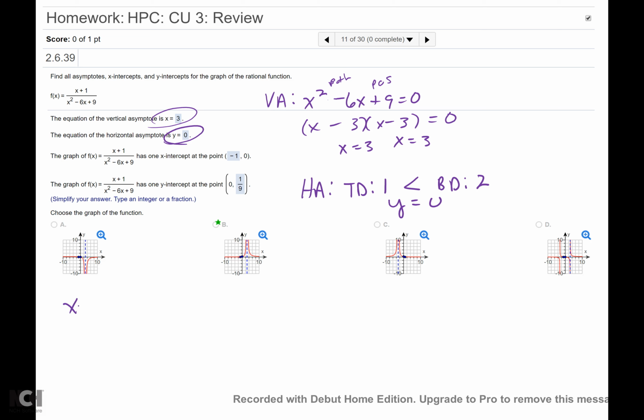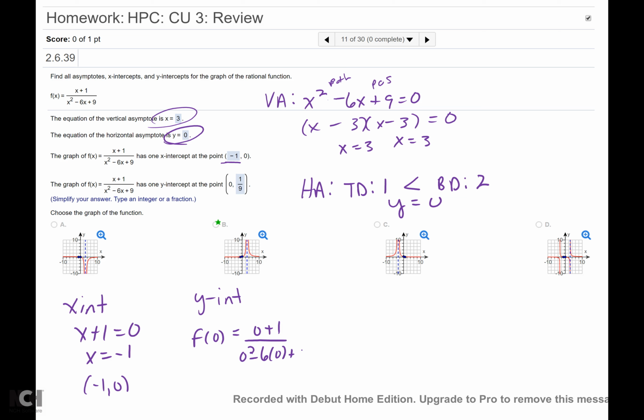The x-intercepts, you set your numerator equal to 0, so x equals -1, which as an ordered pair is (-1, 0). And to get my y-intercept, I find f of 0, which would be 0 plus 1 over 0 squared minus 6 times 0 plus 9. That's 0, so that equals 1/9. And as an ordered pair, that's (0, 1/9). And then if you type it in the graphing calculator, you get that picture. Okay?